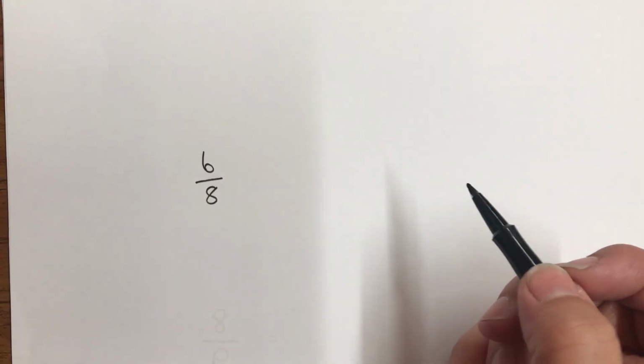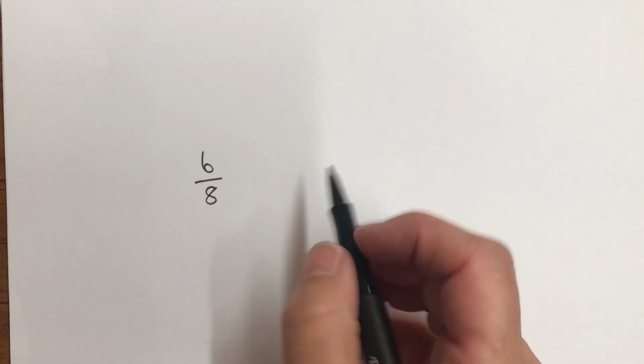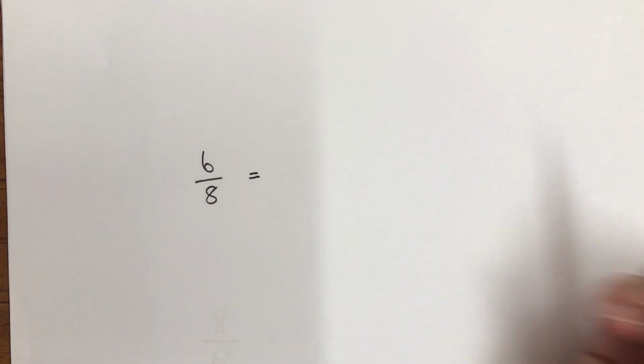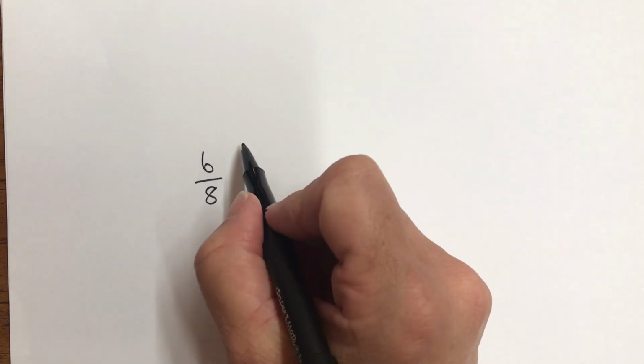All right, let's talk equivalent fractions. With equivalent fractions, it's very simple. The rule is what you do to the bottom, you do to the top. So, for example, if you were trying to find an equivalent fraction to 6/8, and just pick a number, any number, let's start with 2.